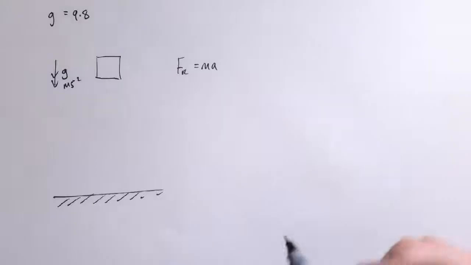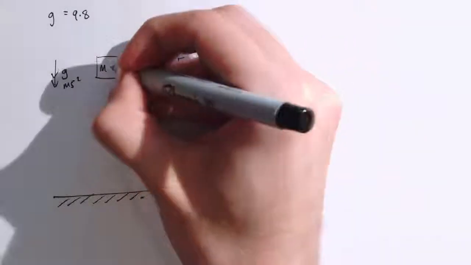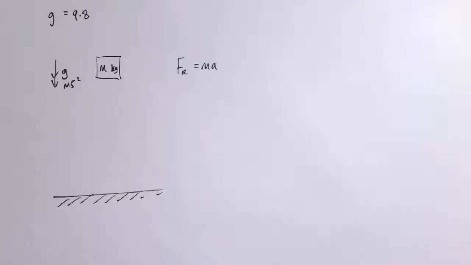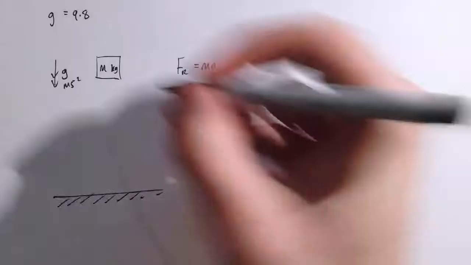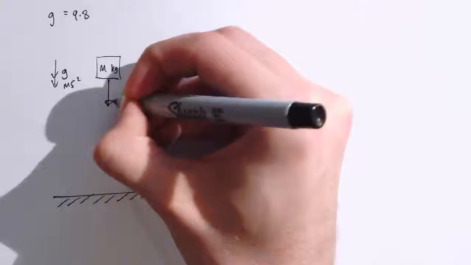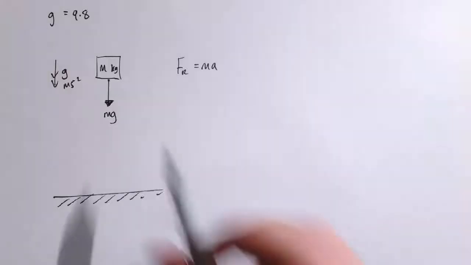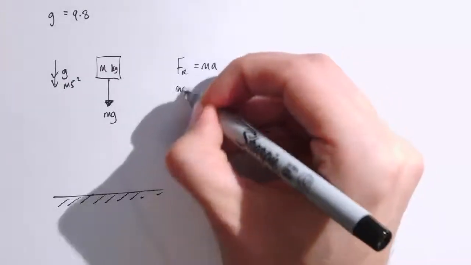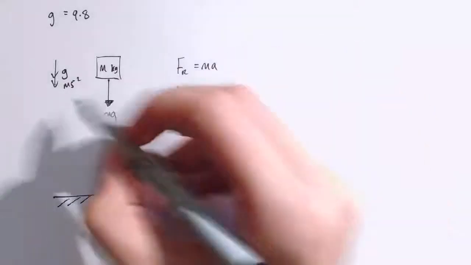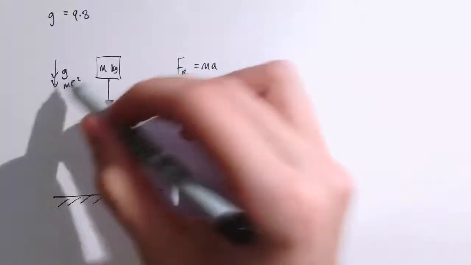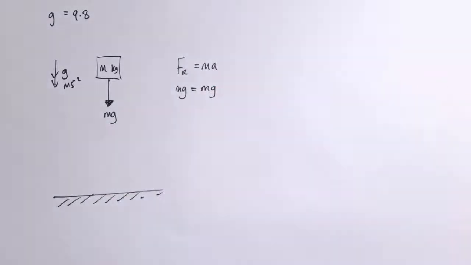This is Newton's second law. So if this has a mass of m kilograms, then actually the force that's pulling this down due to gravity must be equal to m times g, because then we'll have the resultant force here, mg, is equal to m times a, and here a, the acceleration, is g.